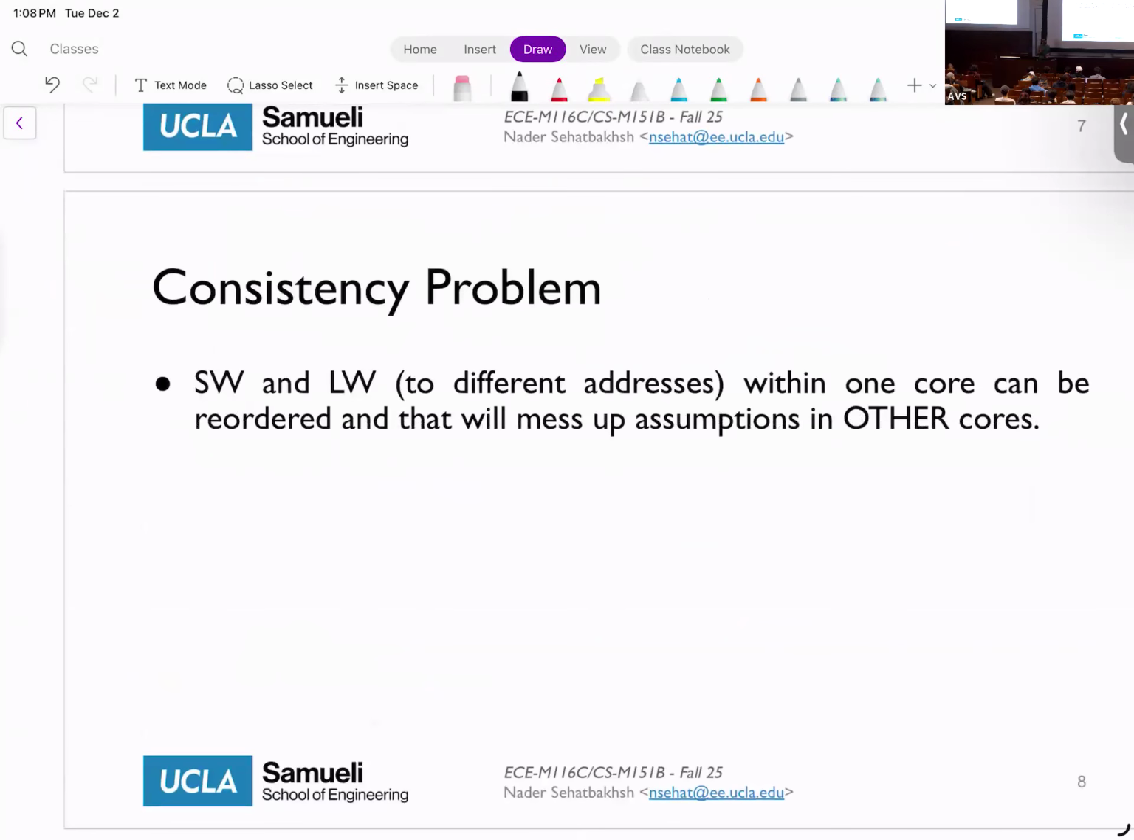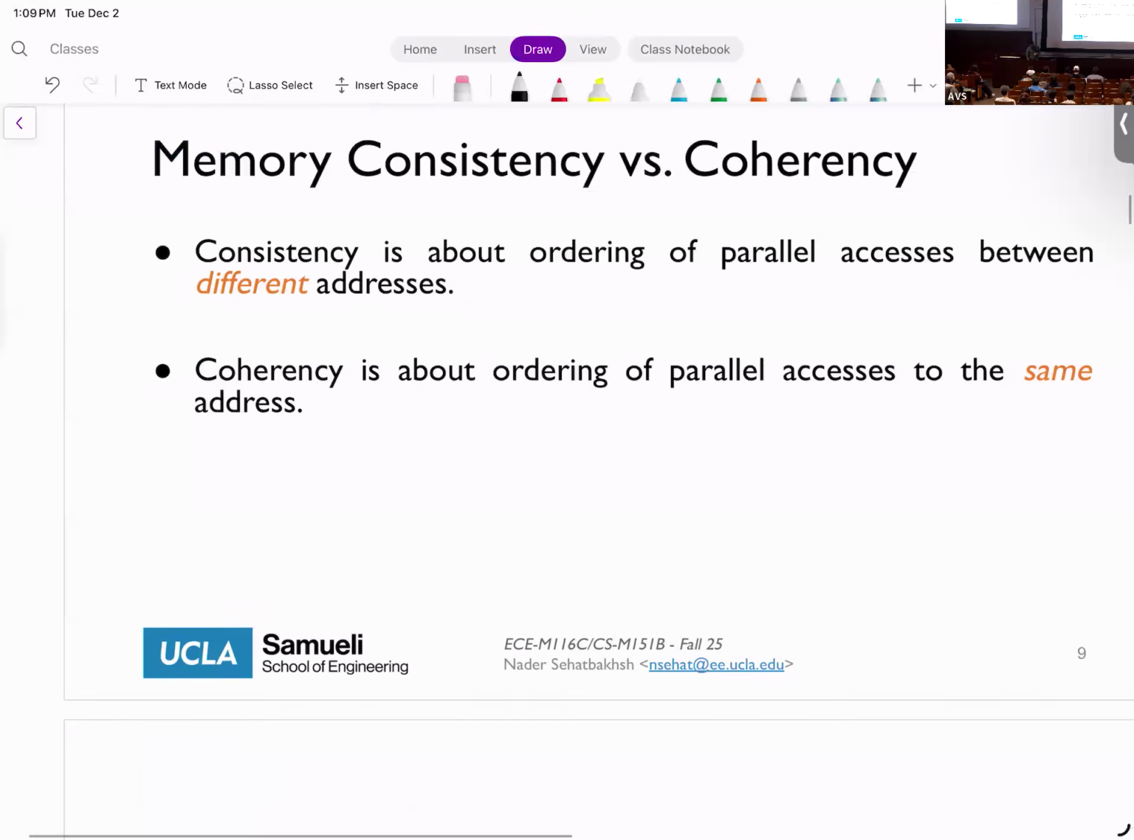So generally, the consistency problem is the following: stores and loads to different addresses within one core will be reordered and seen by other cores differently. So things are different from different vantage points in the design. And this will mess up the assumptions of the other core. So when you're writing your program, you cannot assume that this is not possible, okay?